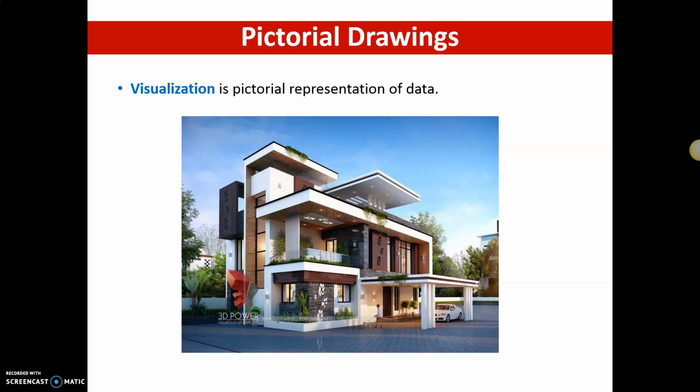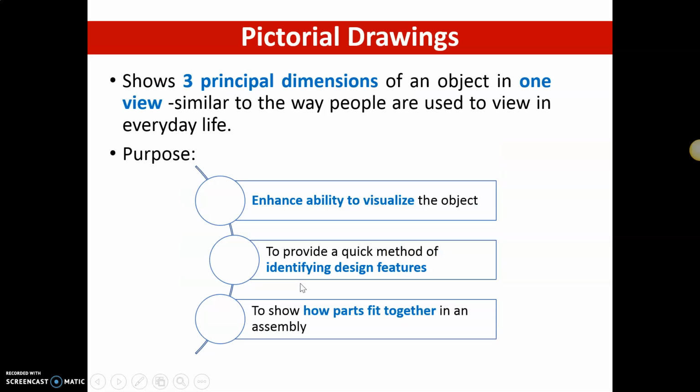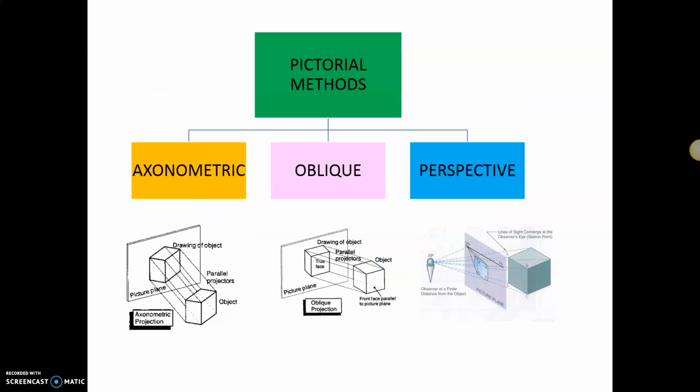So I'm going to start with some pictorial drawing. The drawing that we have here is to help us visualize all the information needed. The purpose of having a drawing is to enhance the ability to visualize the thing, to identify the design features, as well as to show parts that can fit together. And we already learned in our previous lectures about different pictorial methods such as axonometric, oblique and perspective drawing.